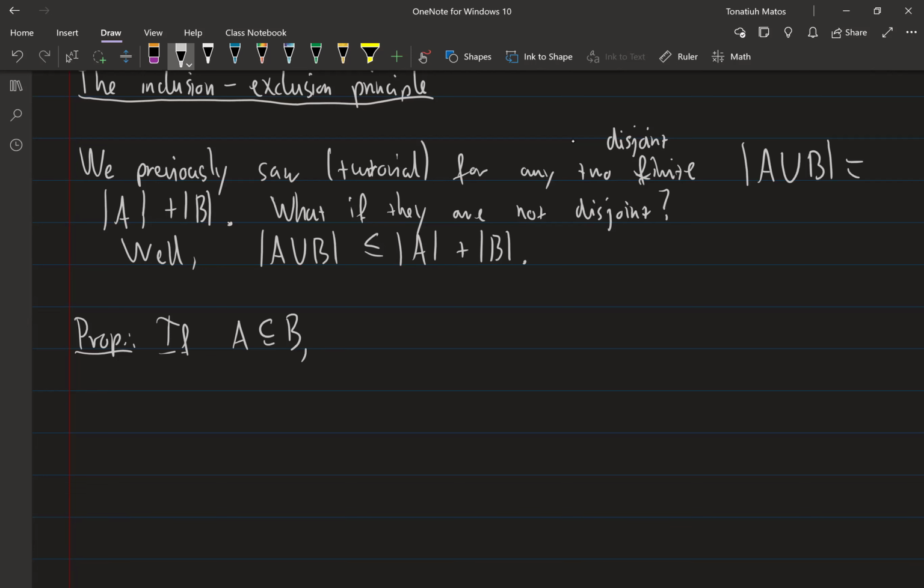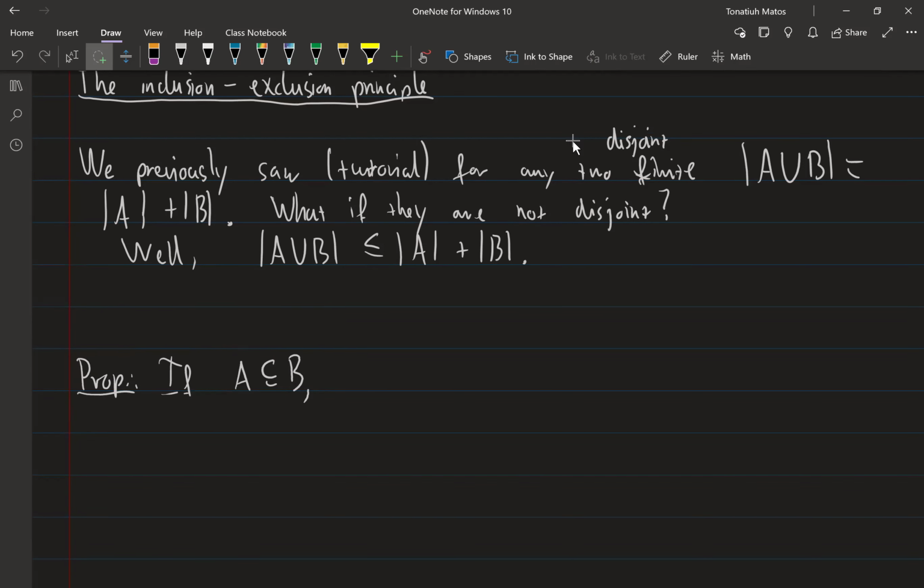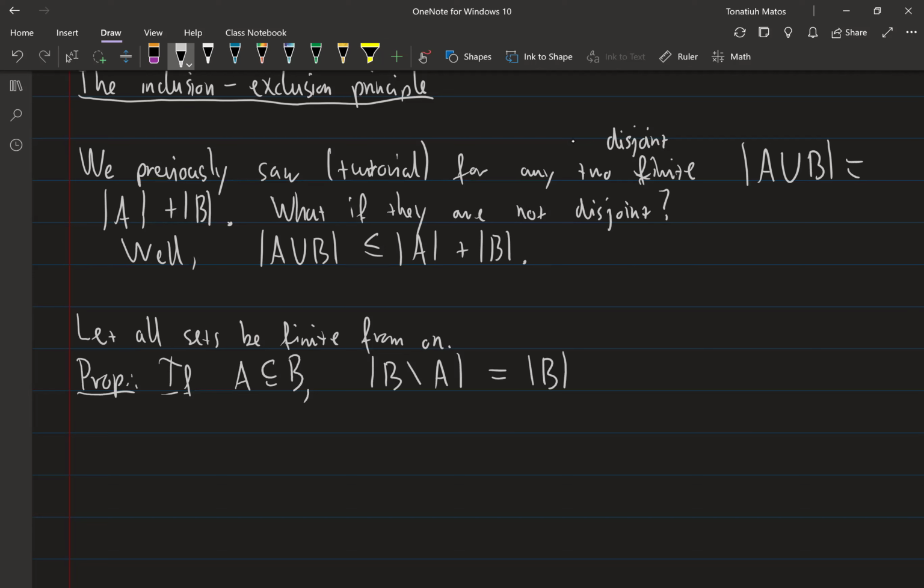sets. Let all sets be finite from now on, because all this discussion actually doesn't make sense for infinite sets in this particular case, right? Let all sets be finite from now on, unless I say otherwise. So if A is a subset of B and you want to compute what happens if you remove A from B, then I claim that this is the same as having the size of B and subtracting the size of A.